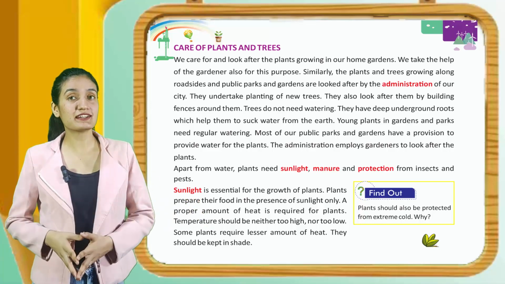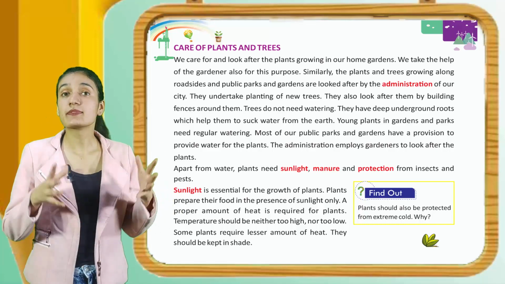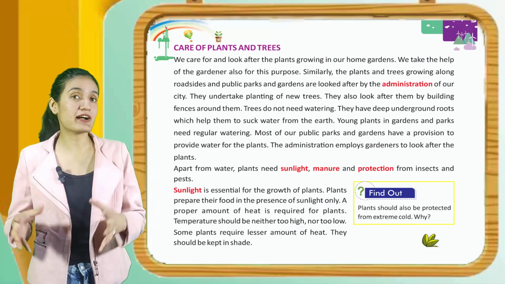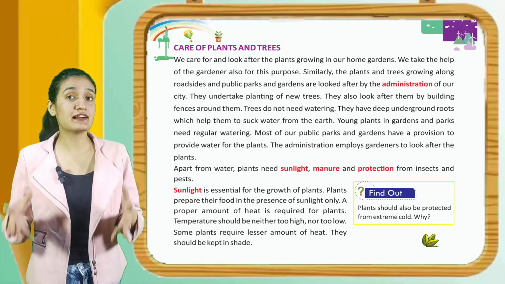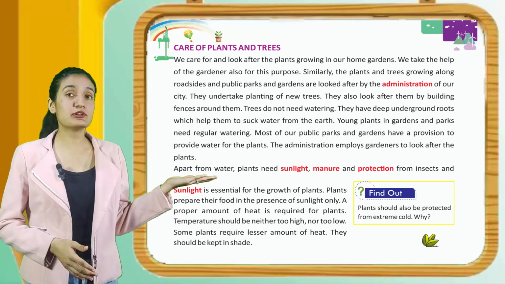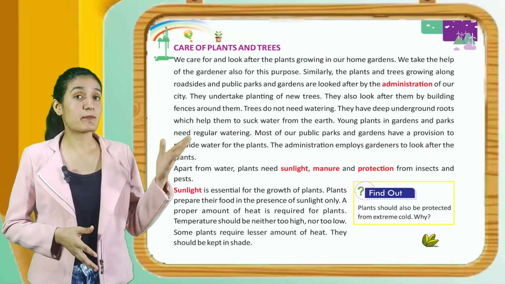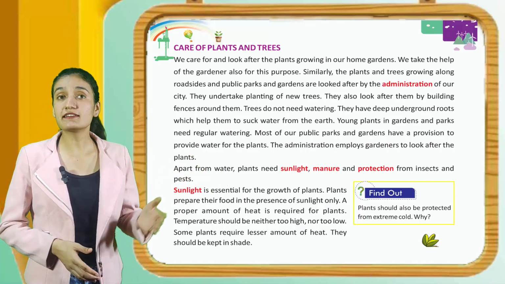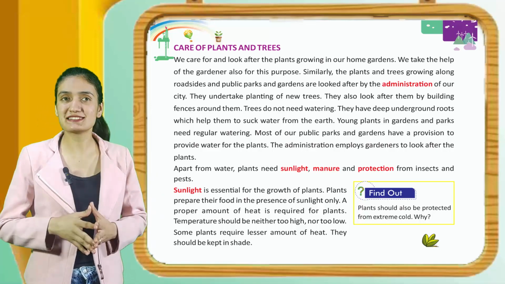They have deep underground roots which help them to suck water from the earth. Young plants in gardens and parks need regular watering. Most of our public parks and gardens have a provision to provide water for the plants. The administration employs gardeners to look after the plants. Apart from water, plants need sunlight, manure and protection from insects and pests.